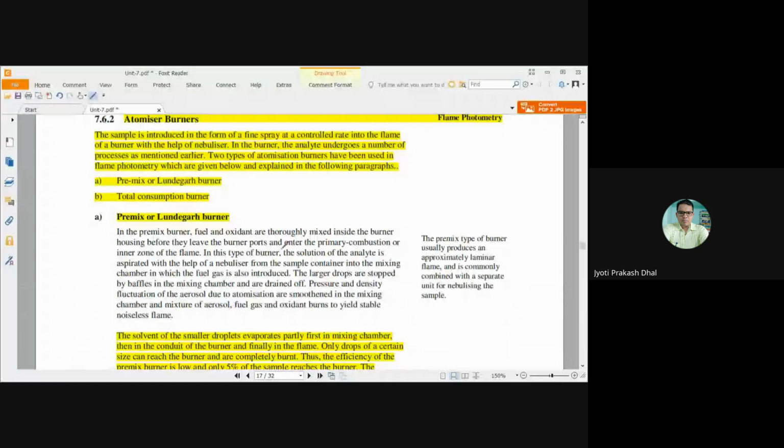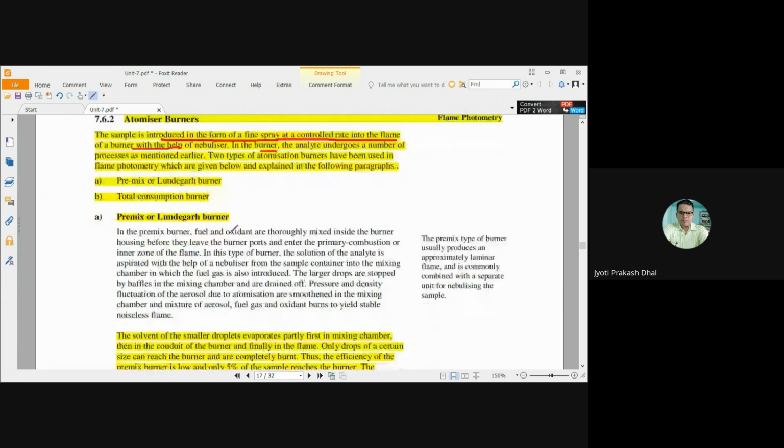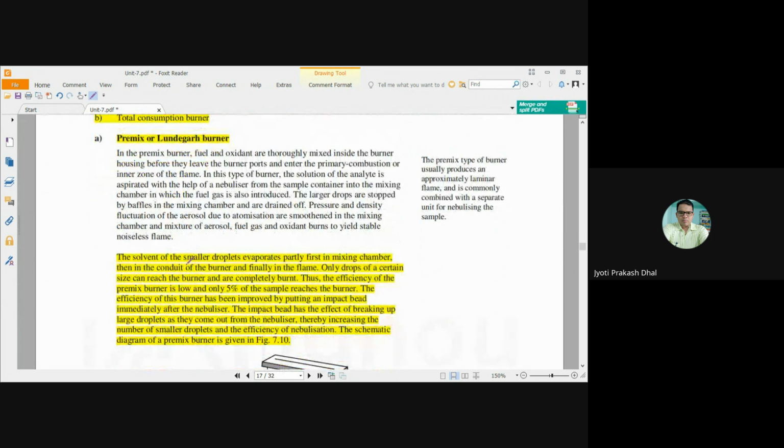Then coming to the atomizer burner, the sample is introduced in the form of a fine spray at a controlled rate into the flame of a burner with the help of the nebulizer. In the nebulizer, the analyte undergoes a number of processes, as we have already discussed. Two types of atomic burners are used in flame photometry: the premix burner and the total consumption burner. First we'll discuss the premix burner.